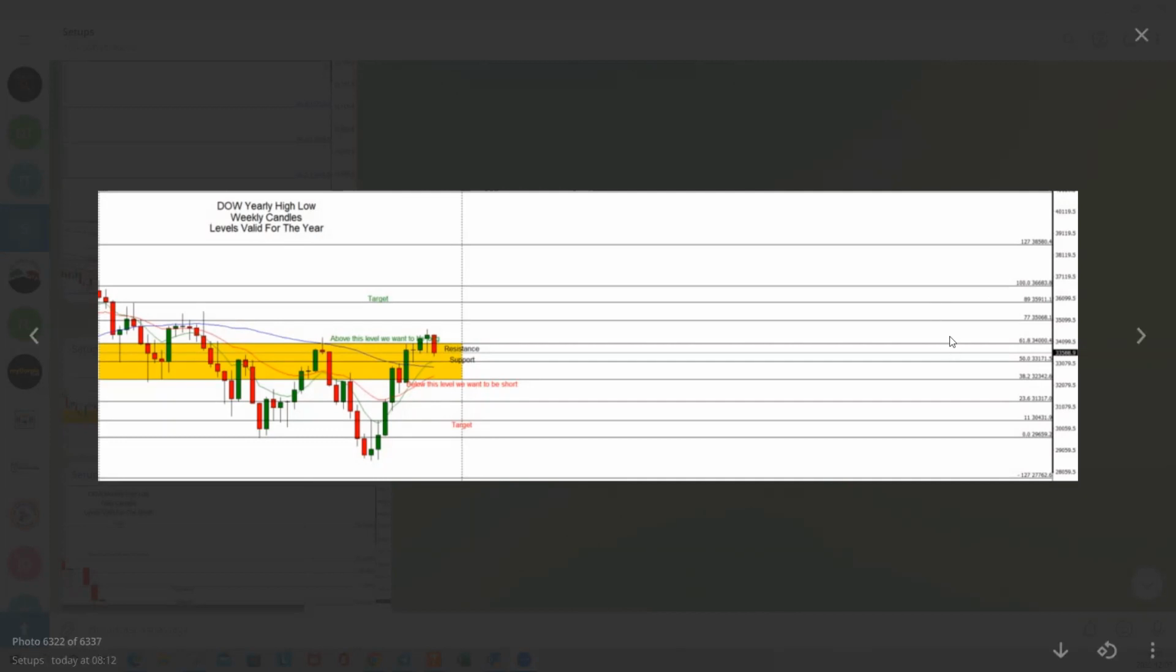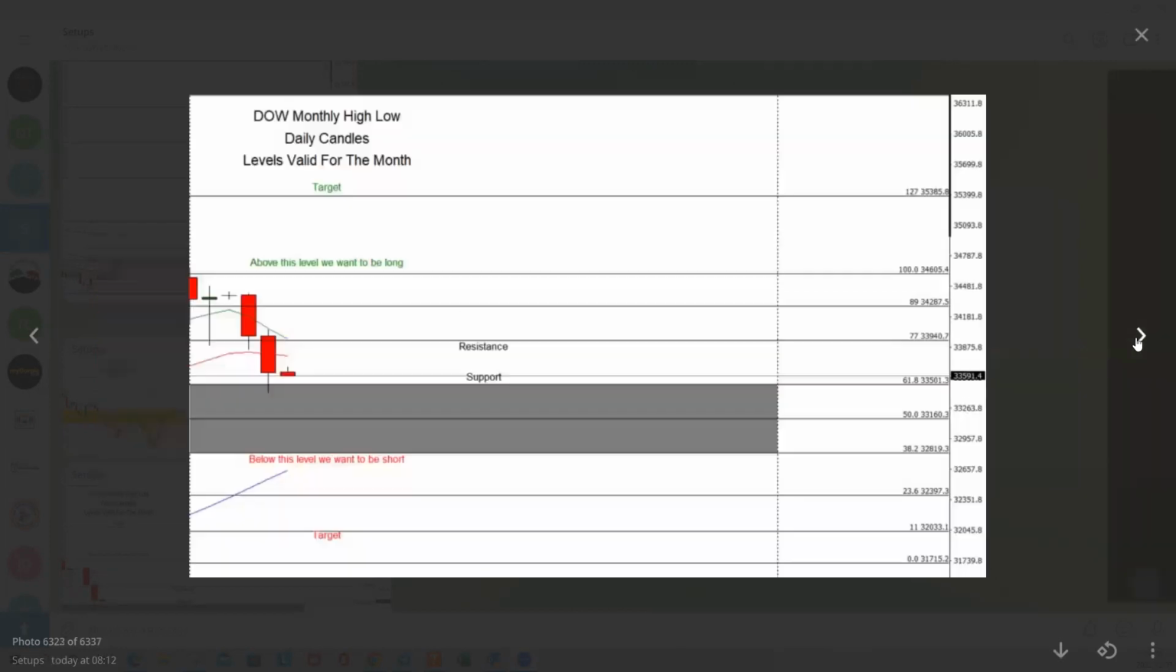In front of us, we have the Dow yearly high low, currently between levels of 50 and 61.8 as support resistance. If we look at moving averages, 8 is above 21, indicating trend is up, so we're still looking for that 89 target level.